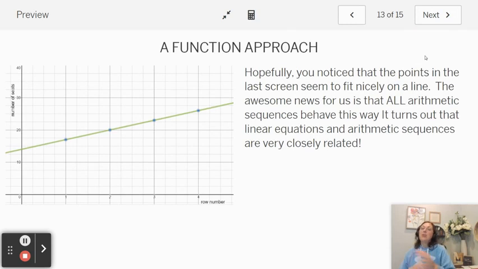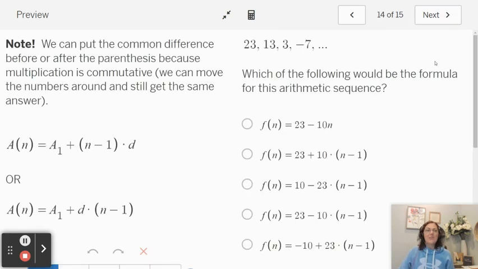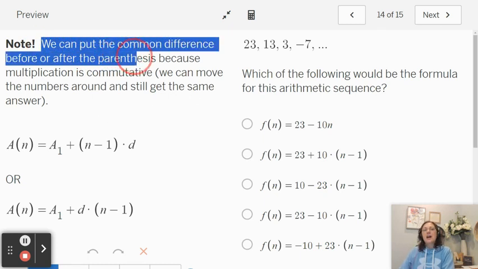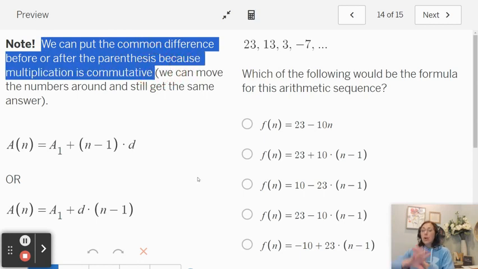Okay, so you'll notice that all of those points seem to fit really nice on this line. And that's because arithmetic sequences are functions and they do form lines. All right, so let's do a couple of problems to see if we can notice a little change in the formula here. So I want you to see that the common difference can go before the parentheses, the n-1 parentheses, or it can go after.